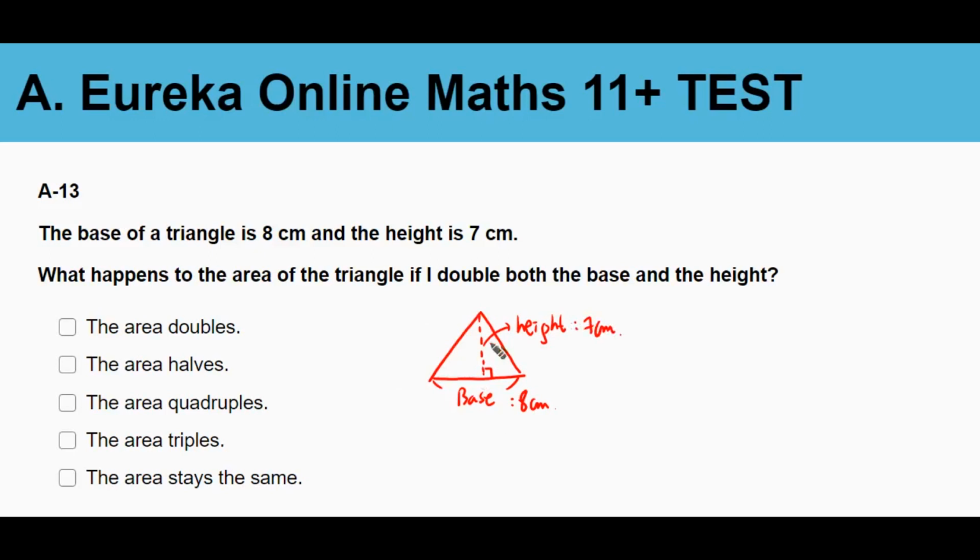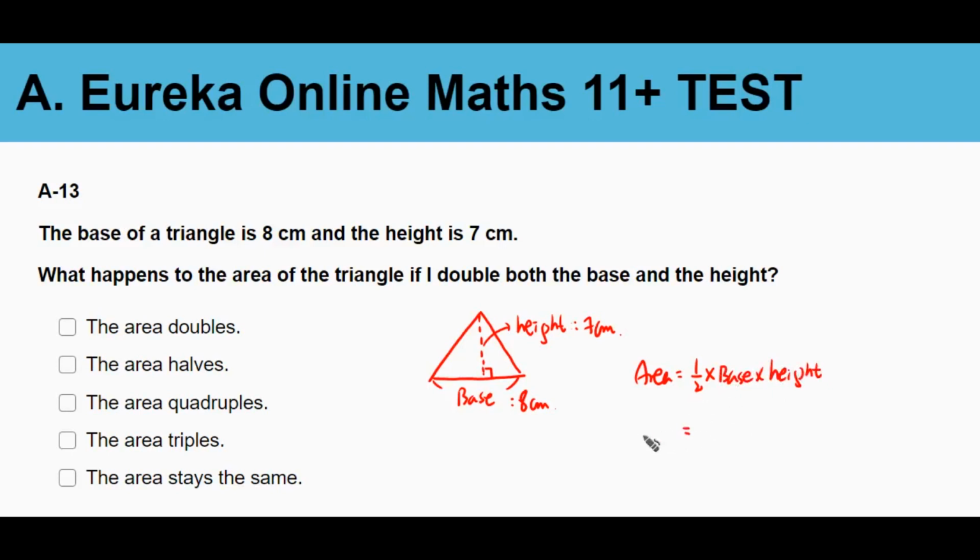Now this triangle will be changed, doubling the base and doubling the height. Then what happens to the area? What's the area of a triangle? Yes, half times base times height.